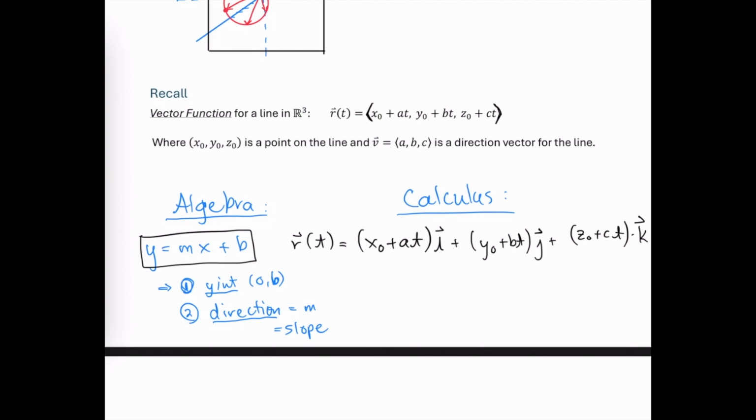But let's then notice what we get when we have a vector function in this form. Number one, we get a point on the line, and that point on the line is essentially (x naught, y naught, z naught). We also get a direction vector. So we get a point and the direction, just like we did in algebra. But the direction vector is going to be the coefficients on the t parameter in each of those components. So <a, b, c> is the direction vector for a line in this form.